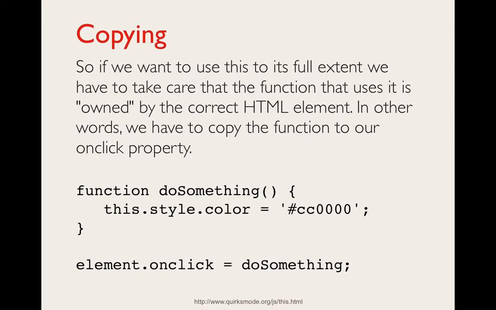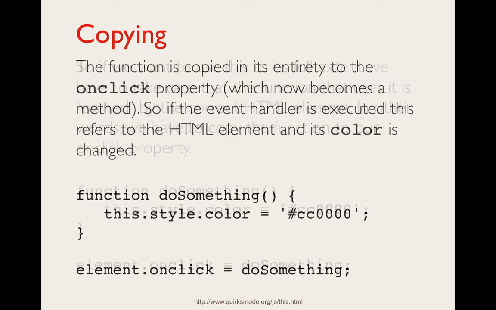So if we want to use this to its full extent, we have to take care that the function that uses it is owned by the correct HTML element. In other words, we have to copy the function to our onClick property. If you remember before, I said you can assign a function to an event, and that's one way of looking at it. Realistically, we're copying that function, which is why we don't use the parentheses, because the parentheses means run that function.